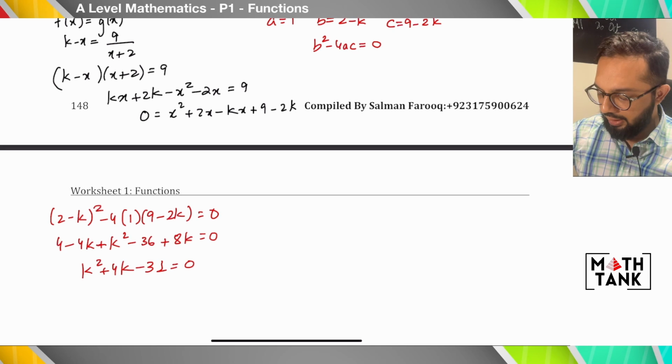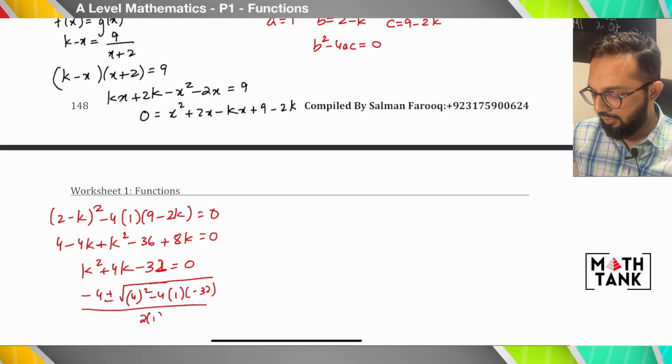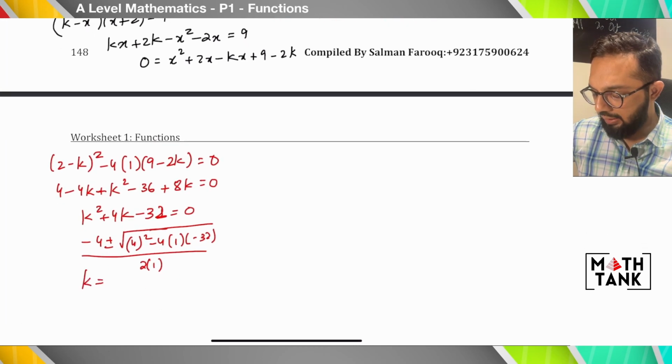I will use the quadratic formula. Minus b plus or minus the square root of b squared minus 4ac. So I get k as minus 8 and k as 4.